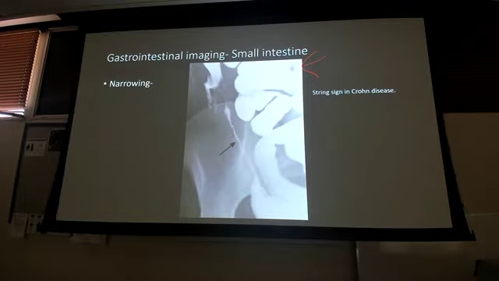That is small bowel. What happens when we get here is we're going down into the terminal ileum and we get this string sign. Why is it like that? Because the walls of the small bowel are so inflamed from the Crohn's disease, it's creating a narrow pathway for that contrast to come through. It looks like a piece of string.